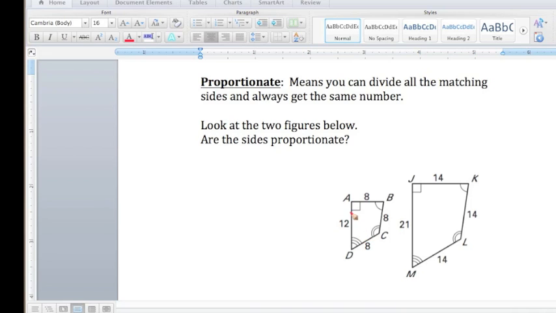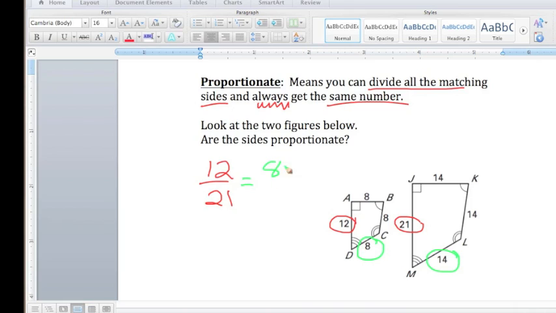If we look at AD, you'll notice that that matches with side JM on the other figure. They are corresponding sides. So we're going to go ahead and divide 12 over 21. Remember, it means you can divide all the matching sides, and we will always, keyword always, get the same number. So 12 over 21, and we're going to see if that is equal to, let's look at a couple matching sides. Let's say DC. You'll notice that matches up with side LM. So is that the same as 8 over 14?